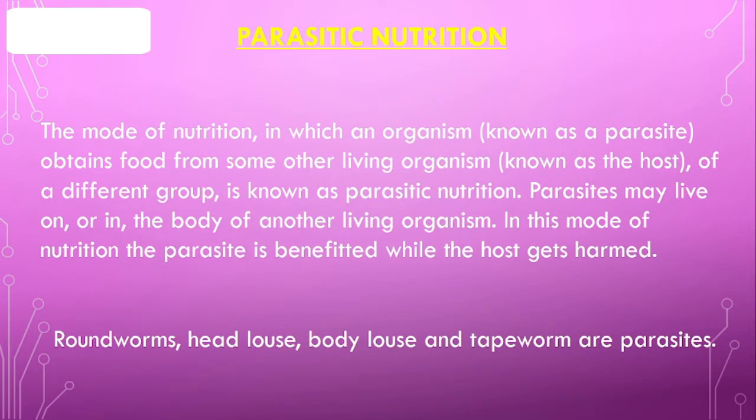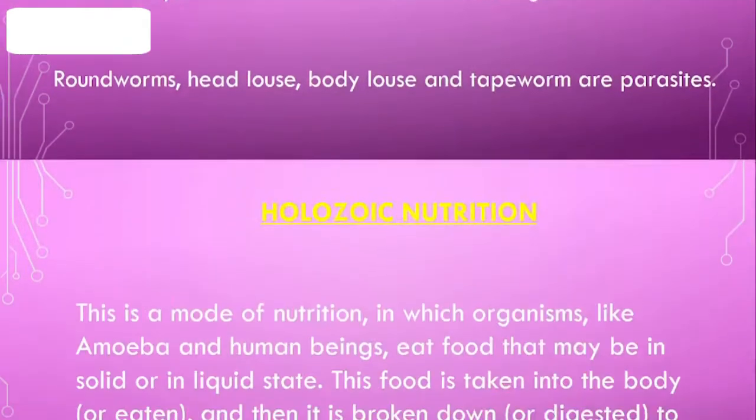Parasitic nutrition. The mode of nutrition in which an organism known as a parasite obtains food from some other living organism of a different group, known as the host, is known as parasitic nutrition. Parasites may live on or in the body of another living organism. In this mode of nutrition, the parasite is benefited while the host gets harmed. Roundworms, head louse, body louse, and tapeworm are some examples of parasites.